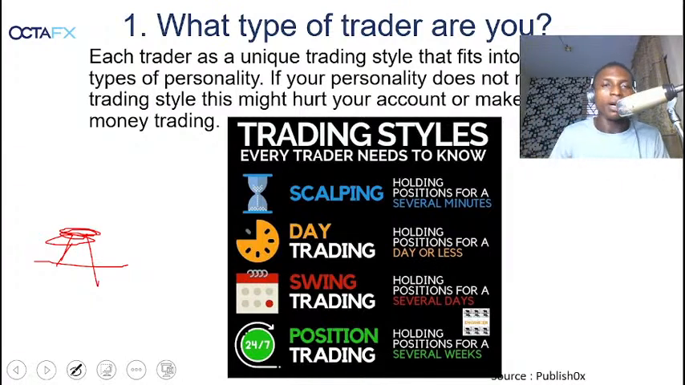I am a scalper. I love to take trades within a few minutes. Oh, I'm a day trader. I love to hold my trades within a day and close them before the next opening day. Oh, I'm a swing trader. I love to see my trade run for several days but not weeks. Oh, I'm a position trader. I love to see my trade run for weeks and even months. So you need to understand what type of trader you are. That's your number one methodology to becoming a profitable trader, right?